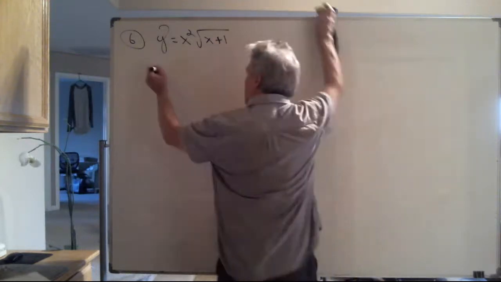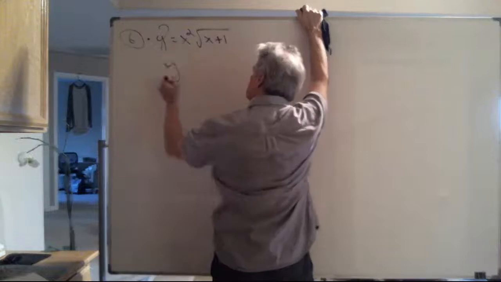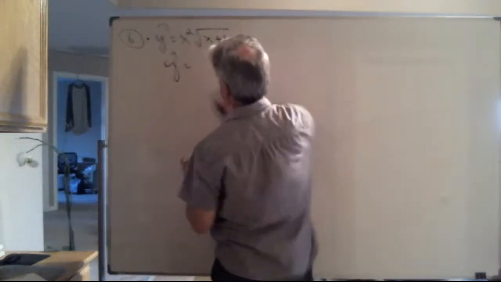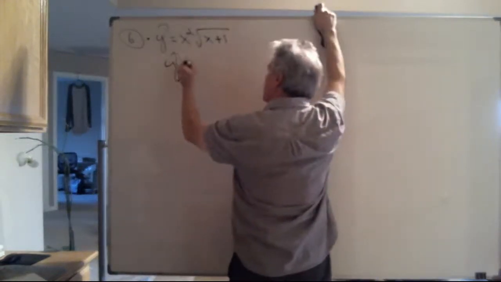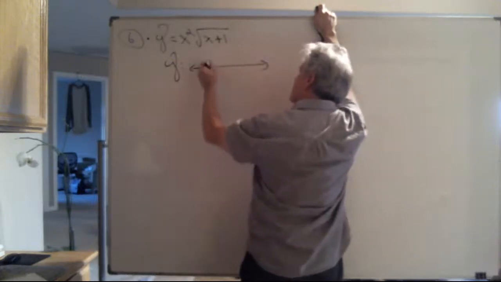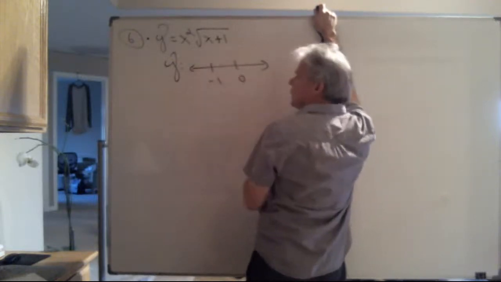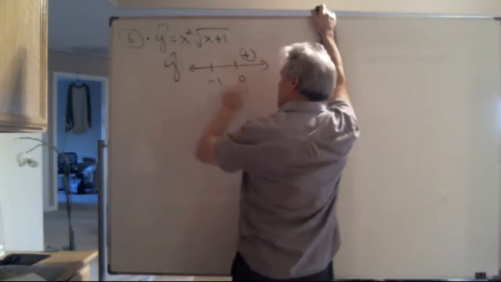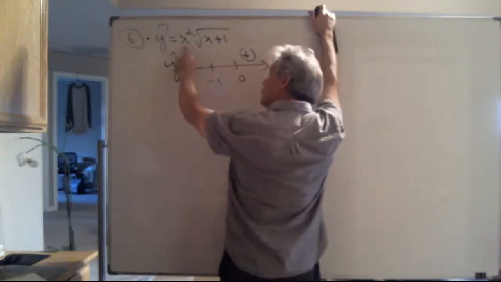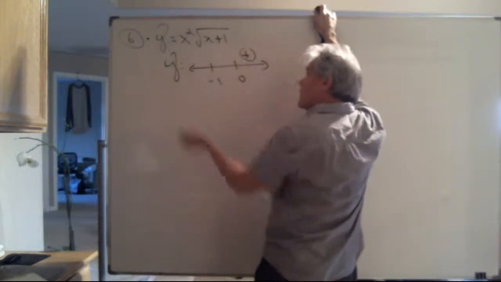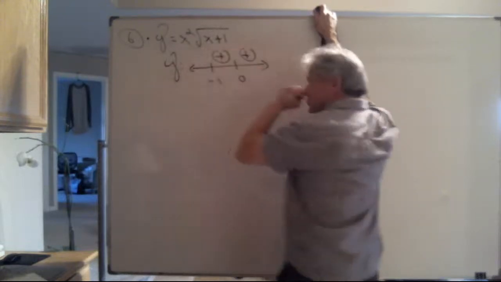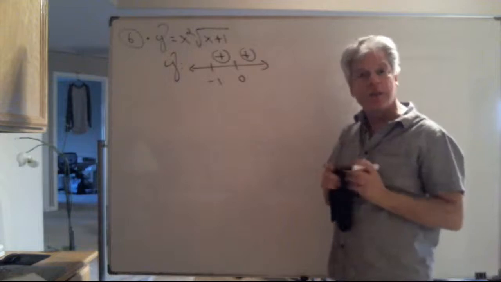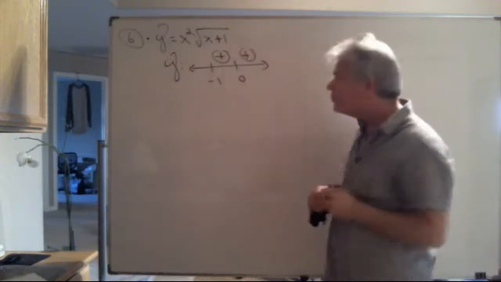Now, to build a sign graph for y, I'll label on a number line the 2 zeros that I do have. To the right of 0, my y values are all positive, but 0 is a zero of a factor raised to an even power, and so I don't get a sign change. I will not check to the left of -1 because that's outside the domain of my function.